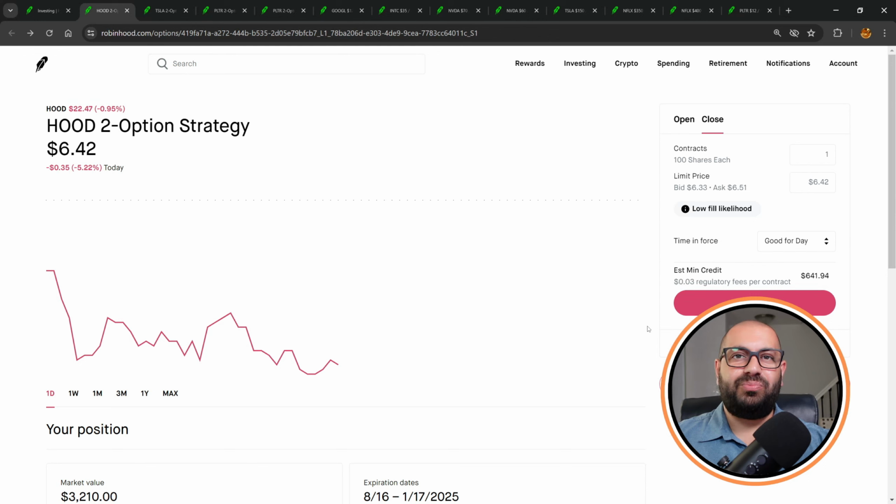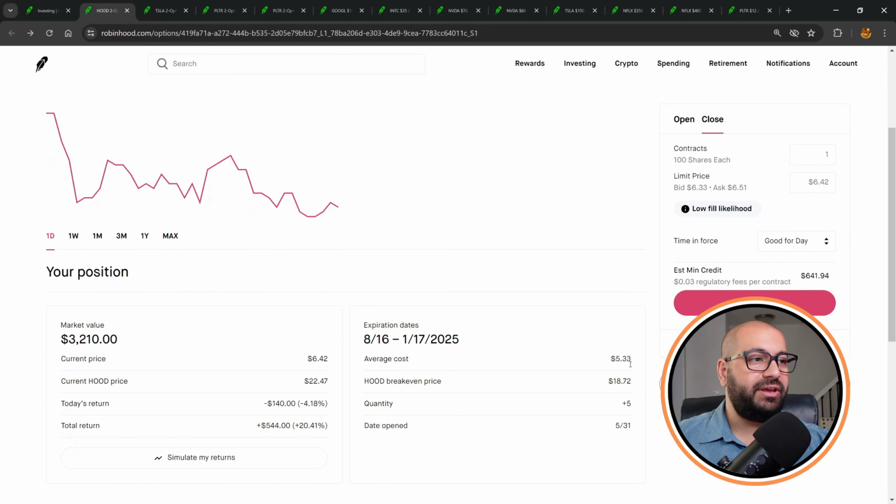In all 4 poor man's covered call option strategies, we use a much lower cost, or debit to our account, compared to just buying 100 shares of the stock and then selling a covered call against it. So as you can see here, for this trade, I used 533. That was my average cost per option.